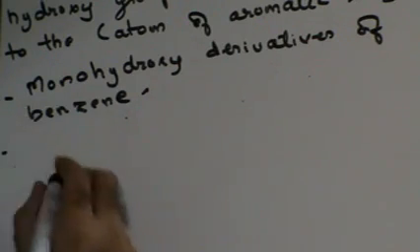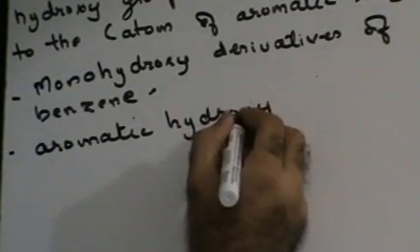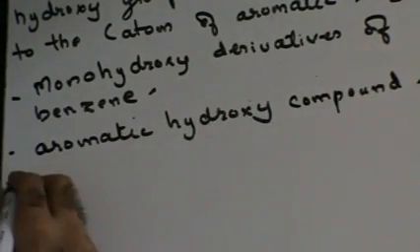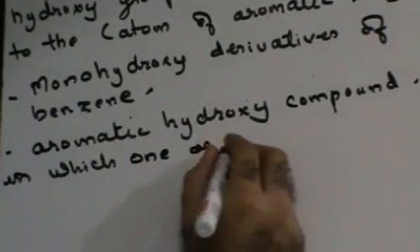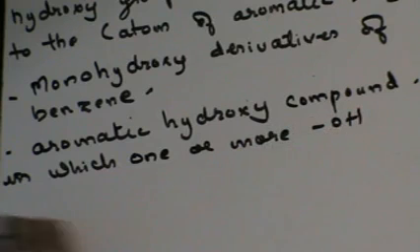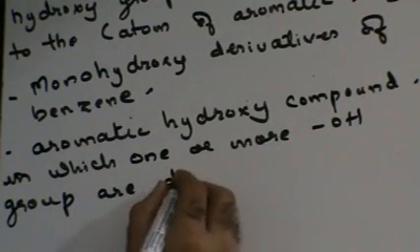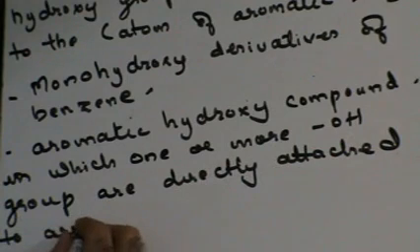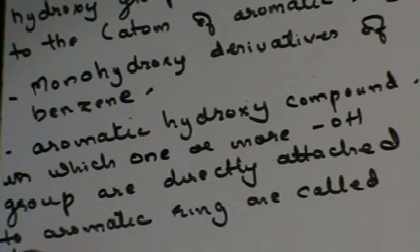Or if you want, you can write another definition. Aromatic hydroxy compounds in which one or more hydroxy groups are directly attached to the aromatic rings are called phenols. Right? Now let us try to see the structure of phenol.